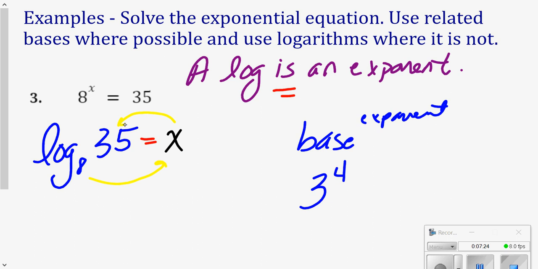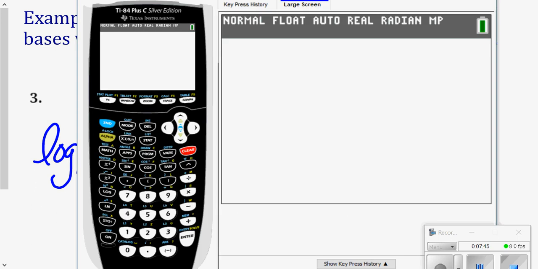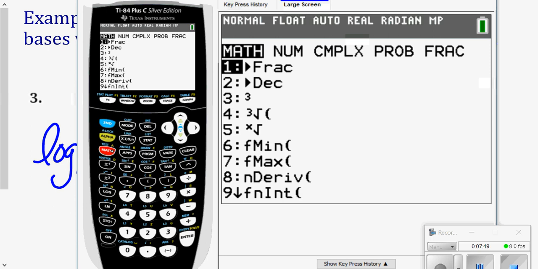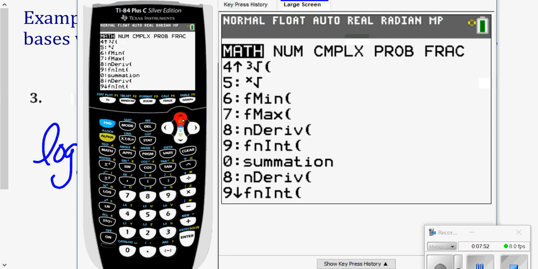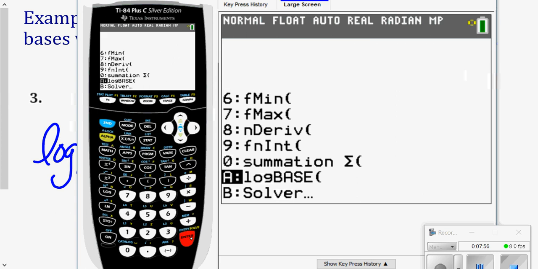Okay, so on my calculator, I need to be able to figure out what the base 8 log of 35 is. This highly depends on what kind of calculator you're using. This is part of the reason it's to your advantage to own your own calculator, because then you can know how it works. You don't need to know how all the calculators work.